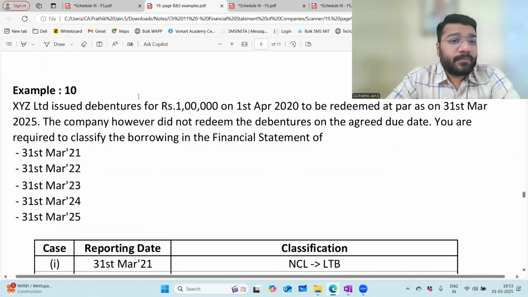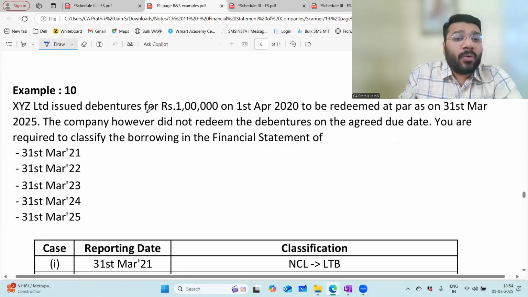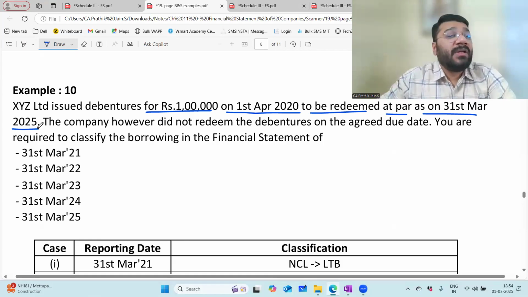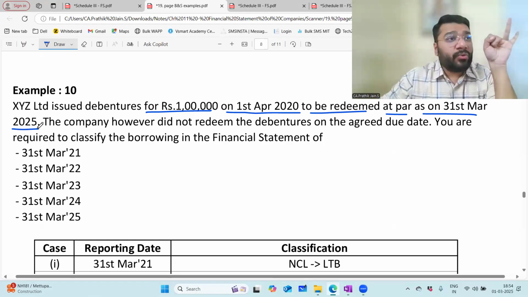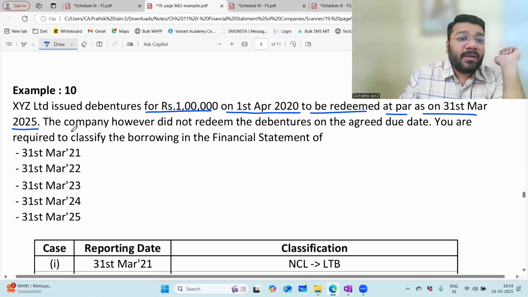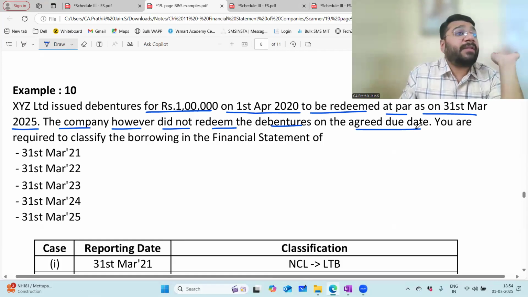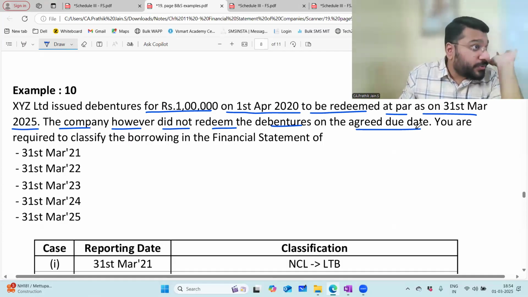Example number 10. XYZ Limited issued debentures for 1 lakh on 1st April 2020, to be redeemed at par on 31st March 2025. So for how many years are we going to use this money? 2021, 22, 23, 24, 25. 5 years. The company, however, did not redeem the debenture on the agreed due date, meaning on 31st March 25 the company did not make the payment. They defaulted on the due date.